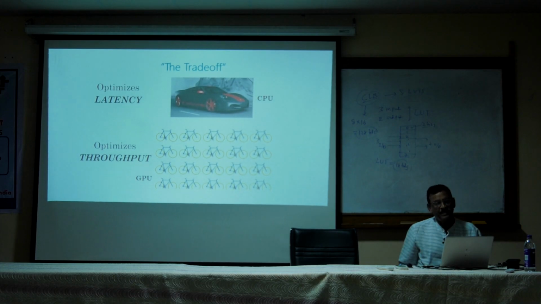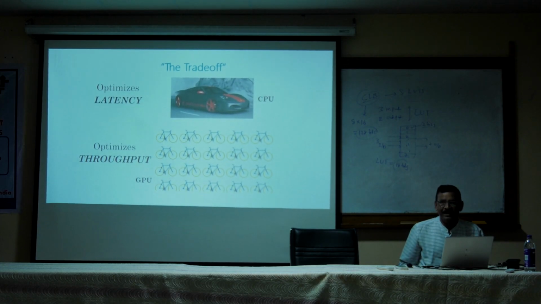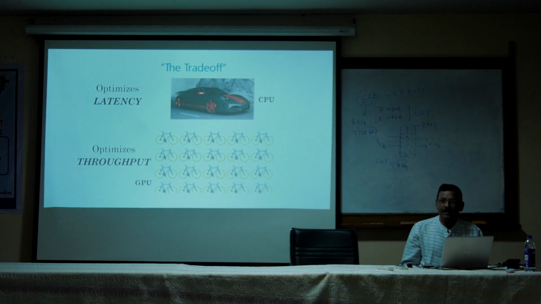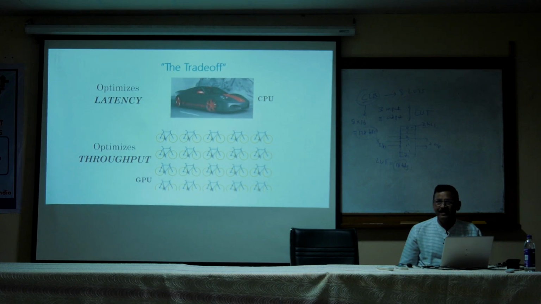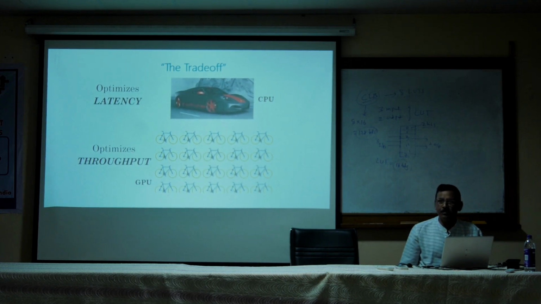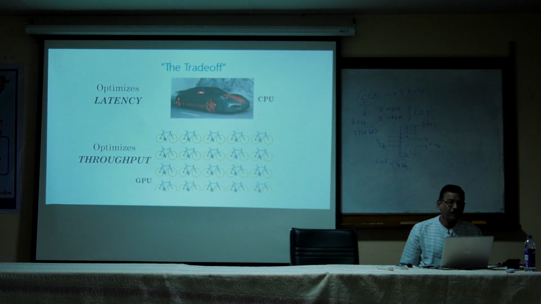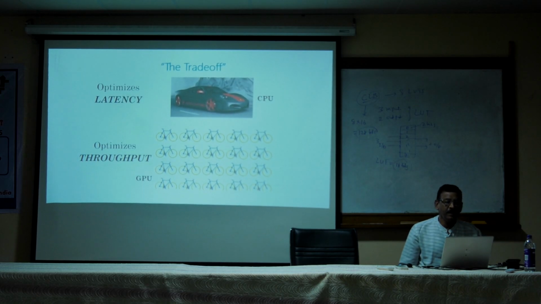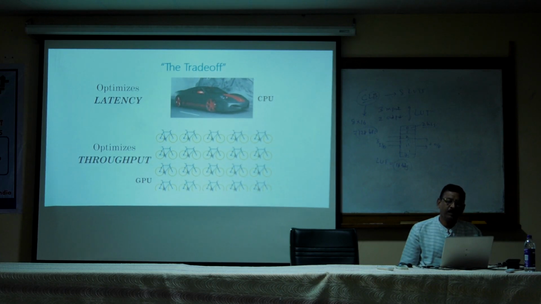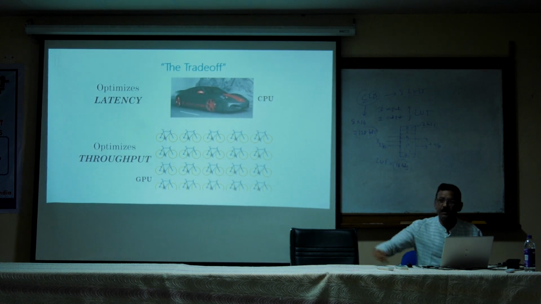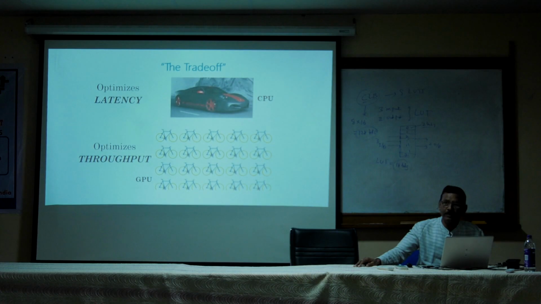Here is an example for easy understanding. The CPU is latency optimized. The CPU is like one high-speed car. CPU processing is a high-speed car, so it optimizes latency. There are very few cores, but it can do very fast computing, like a faster car with high speed.